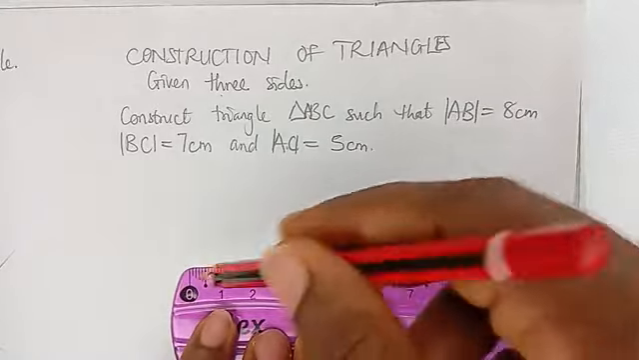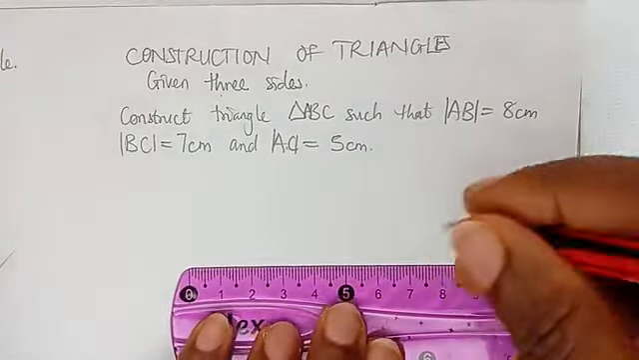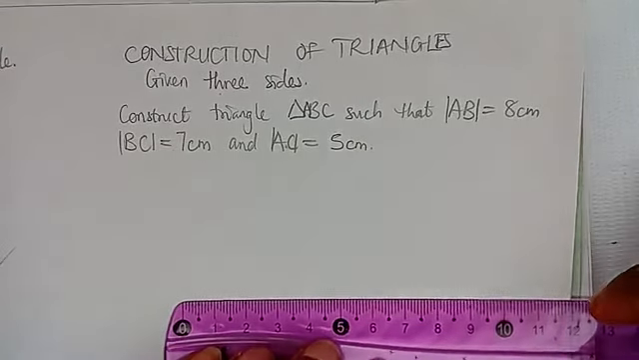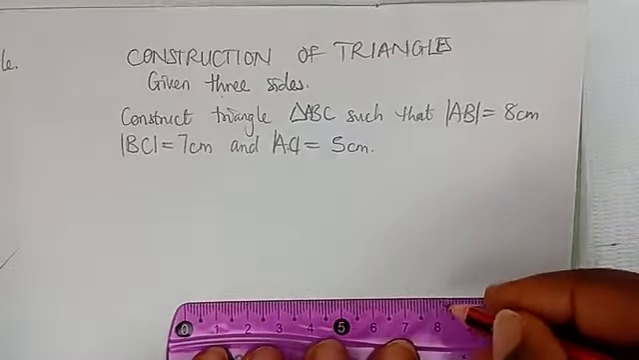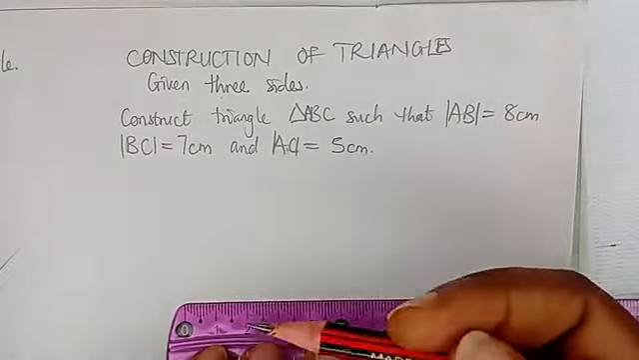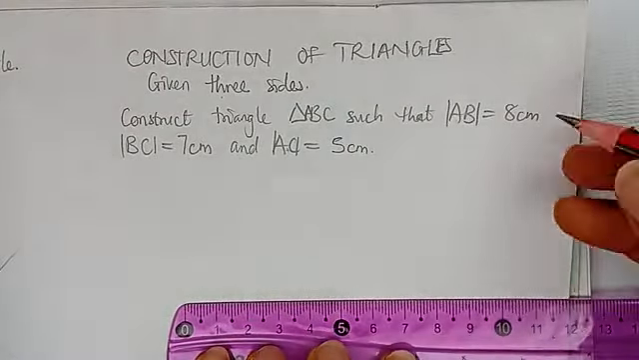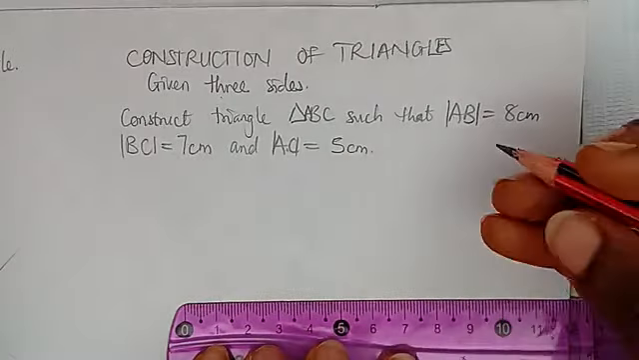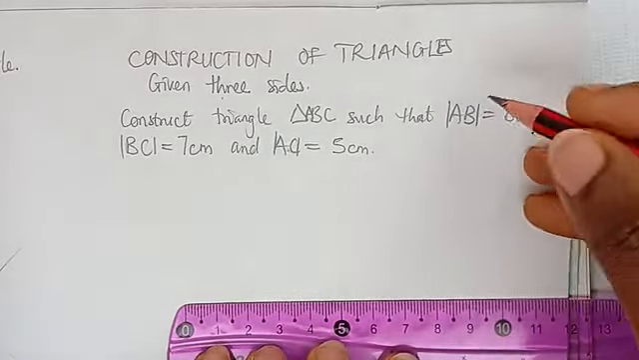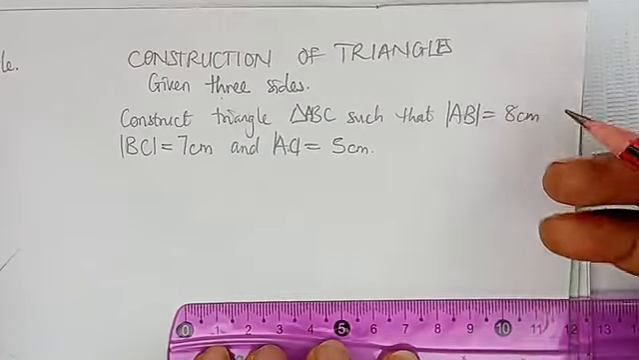So we are going to measure out 8 cm. That is the longest side. But before we start constructing triangles, the first thing we are going to do is draw a rough sketch of how this triangle is going to look.